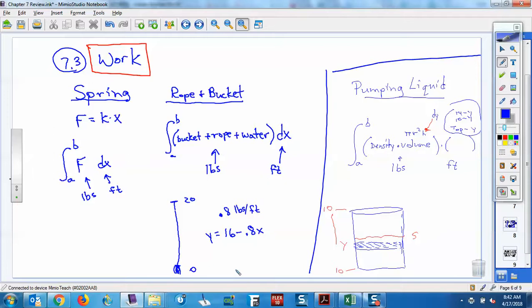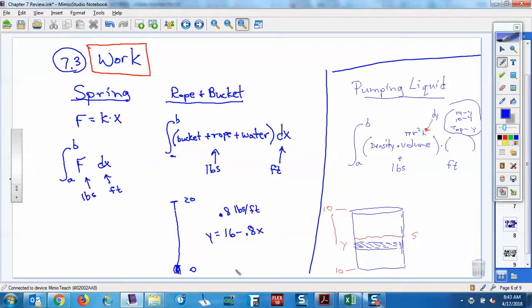And then how do we do that if you had a 20-foot well and if the rope was 0.8 pounds per foot? If you had 20 feet, that's a 16-pound rope. So the rope starts out being 16 pounds and you subtract 0.8 pounds for every foot. So that's one way to write the rope equation.